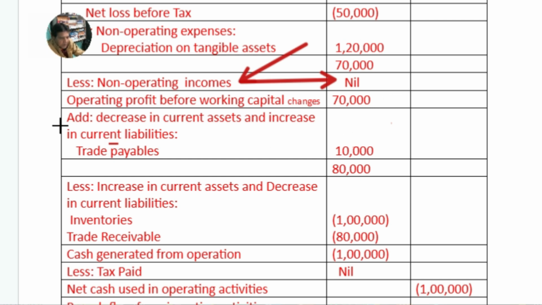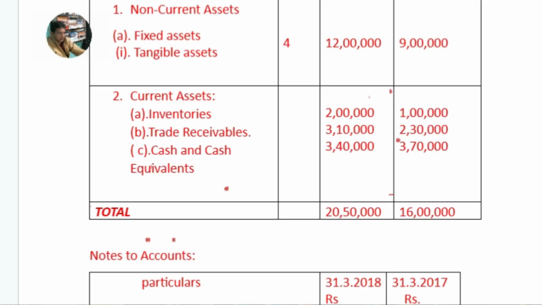And the next step is to add the decrease in current assets and the increase in current liabilities. So when we see the question, let us see current assets first. Current assets are inventories and trade receivables. These two, then cash and cash equivalents at the bottom of the solution. Now inventories from 2017 to 2018: the value is increased. So the current asset of inventory value is increased.